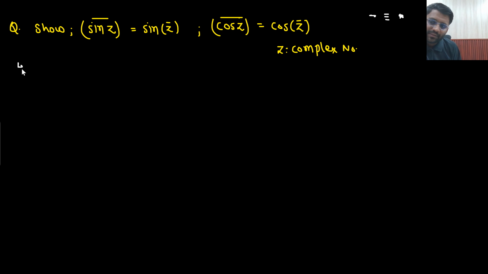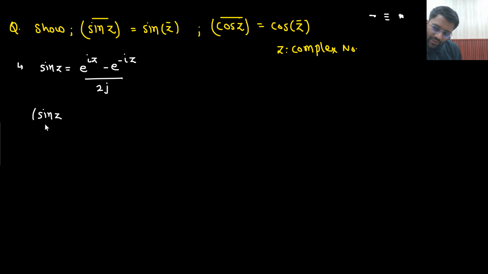So what is sin z? Sir, sin z, and z is a complex number here. So sin z is nothing but e to the power iota z minus e to the power minus iota z divided by 2j. Now what you are doing? You are taking the conjugate of sin z. So that means I am supposed to take the conjugate of this particular thing.